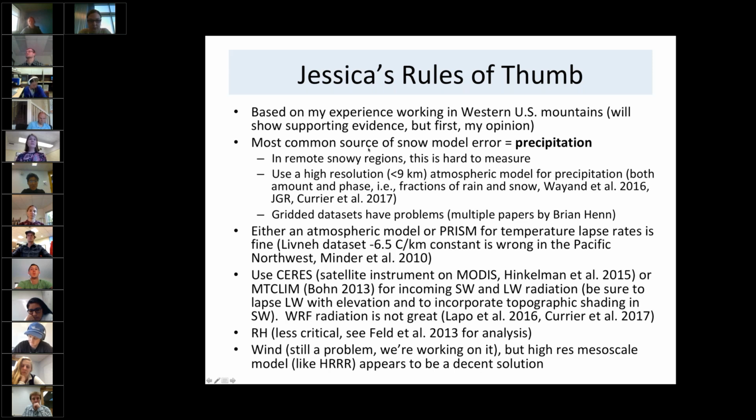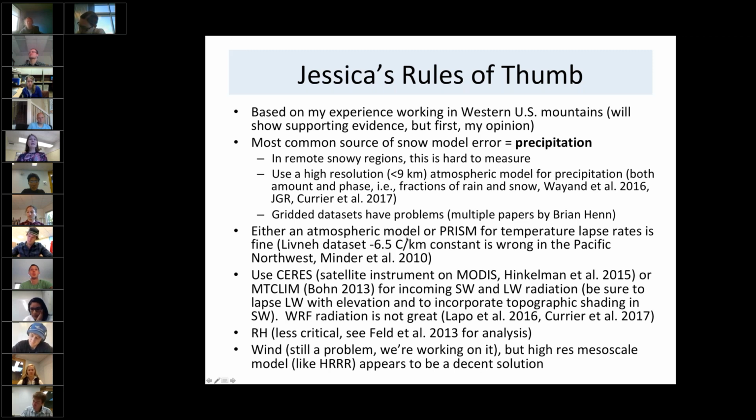Number one, the absolute most common source of snow model error is precipitation. In remote snowy regions, it's very, very hard to measure. Generally, a high resolution atmospheric model will do better than observations left alone in the woods. Basically, you saw what happened to the one weather station, and it happens to a lot of them. Unless there's somebody nearby watching your precip gauge in a place with snow, it's likely to have some problems. And so weather models tend to do better.